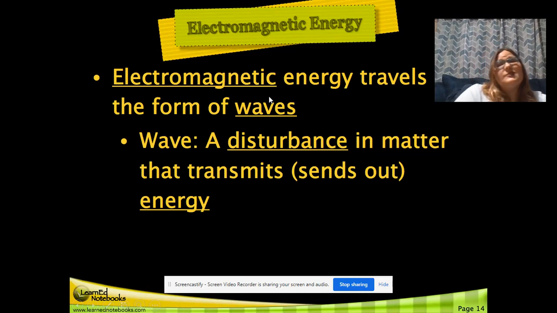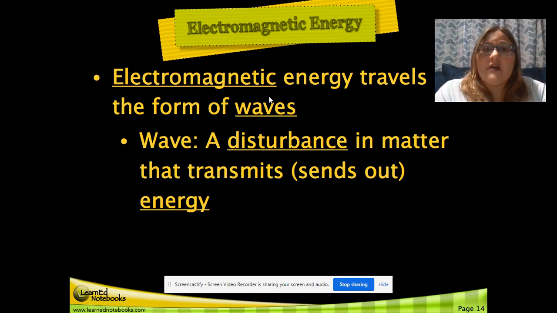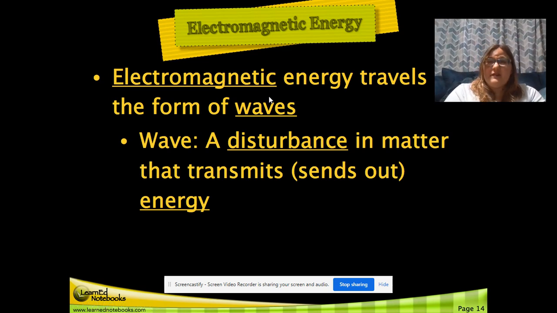Okay, guys, so we're on to page 14, talking about electromagnetic energy. Remember that this is what we've talked about in our previous unit, so it's kind of a little bit of review. If you didn't learn or remember the electromagnetic spectrum back in the previous unit, make sure you're learning it now. So electromagnetic energy travels in the form of waves.